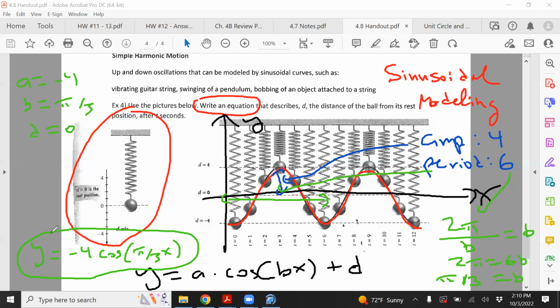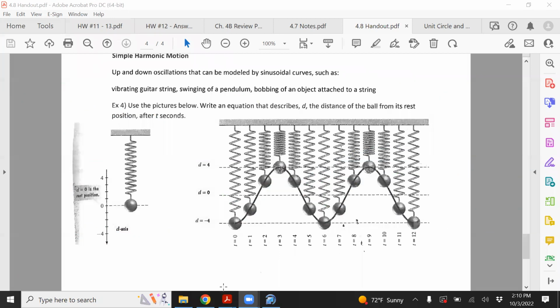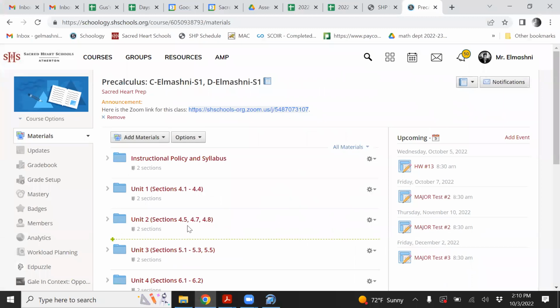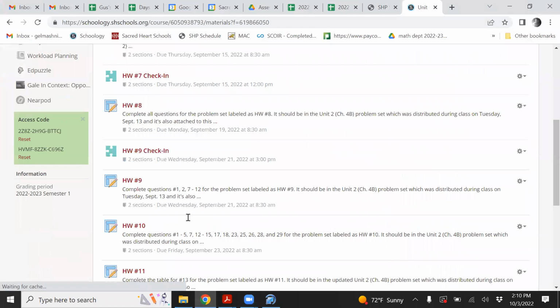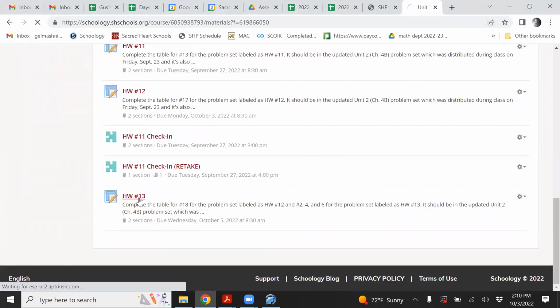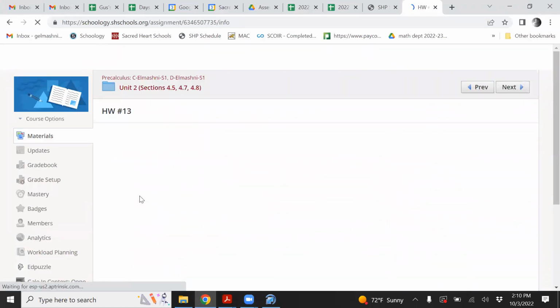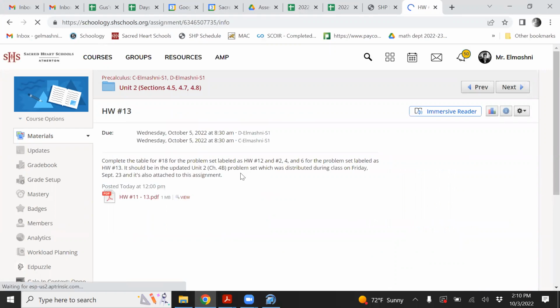So, okay. Really quickly, homework is just going to be this. If you go to Schoology, right here, I'm asking you guys to do a couple things. I'm asking you to complete the table for number 18 of homework 12. So you are going back to homework 12. And then also complete 2, 4, and 6 for number 13.